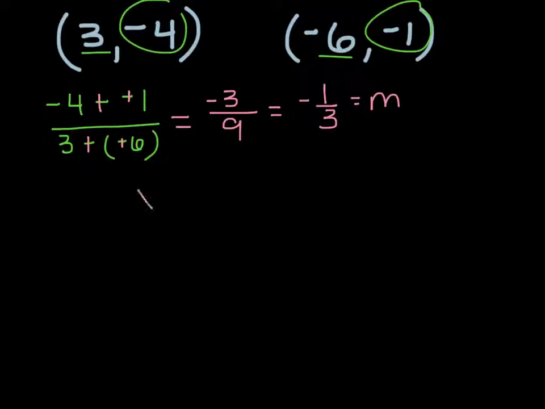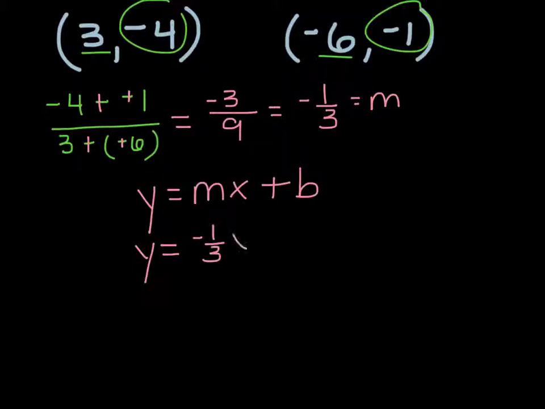Okay, so now I'm going to write my equation and kind of plug in what I know. So I have y equals, my slope is negative 1/3 times x plus b. Okay, now my next step is we need to figure out this y-intercept, so I need to take one of these coordinates, either one, and I'm going to plug it in down here for the x and the y.